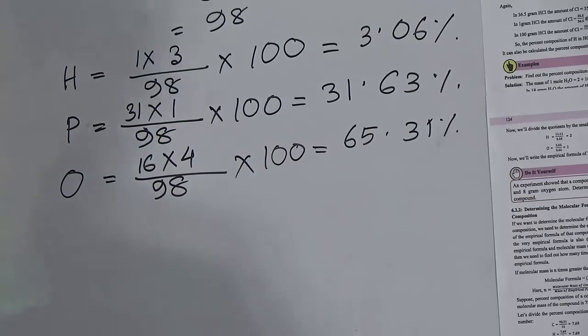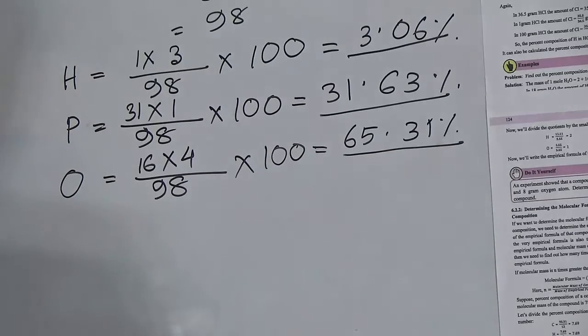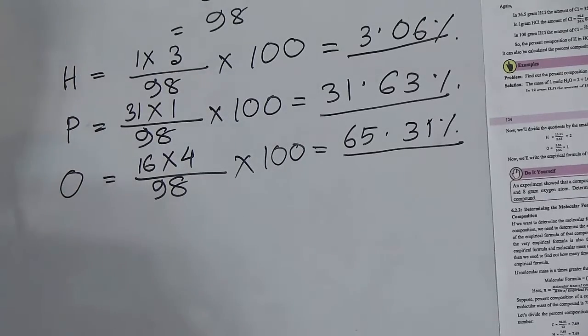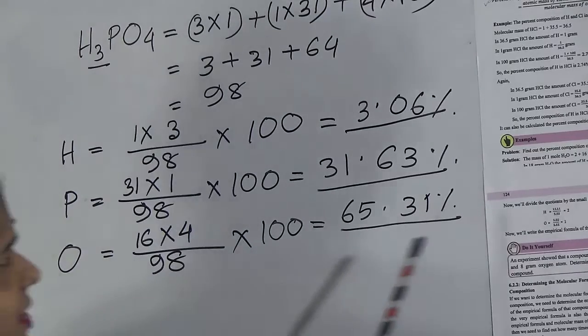So the hydrogen percent composition in phosphoric acid is 3.06%. Phosphorus percent composition in phosphoric acid is 31.63%, and oxygen's percent composition in phosphoric acid is 65.31%. This way we can easily find out any element's percent composition in any compound if we know the formula of the compound and the atomic mass of that element which is present in that compound. Now come to the next lesson.